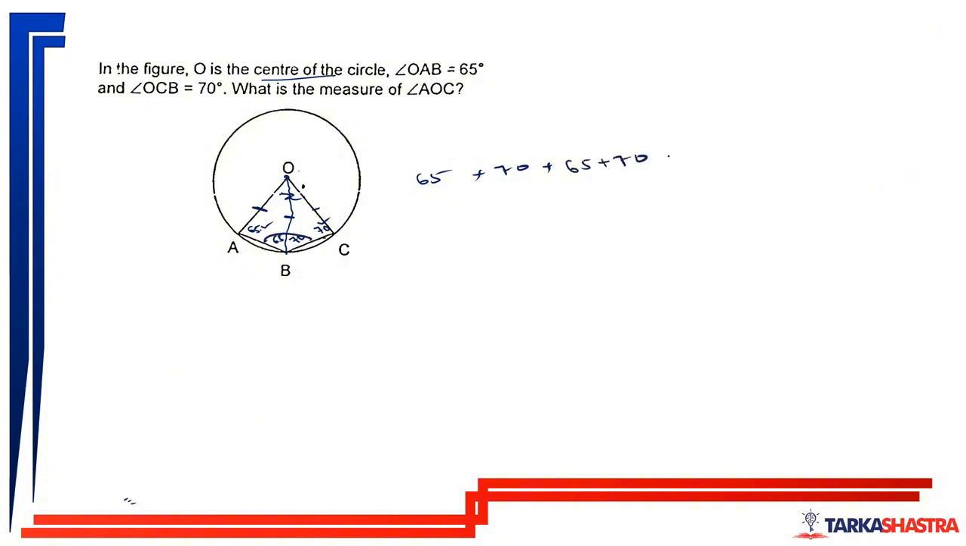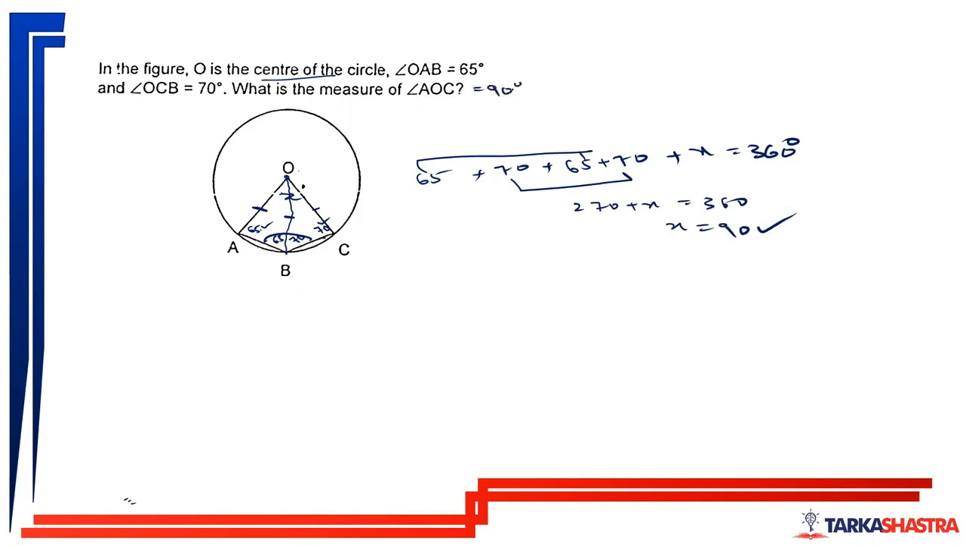65 plus 70 plus X should be equal to 360 degrees. Why? Because the sum of the angles of a quadrilateral is 360 degrees. Now 65 plus 65 is 130, and this is 140, that is 270, plus X is equal to 360, so X is equal to 90. What is the measure of angle AOC? It is 90 degrees. Very easy.